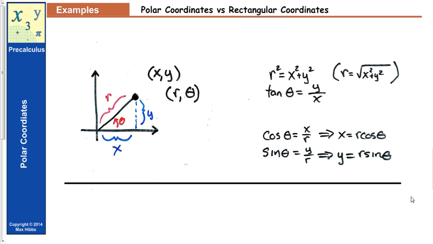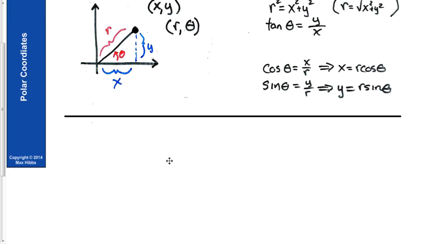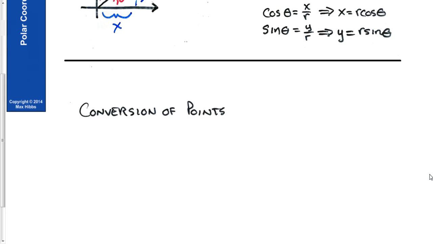So I'm kind of looking at these as two groups of equations. This group helps us take a rectangular point and convert it into a polar. These two help us take a polar point and convert it into a rectangular, which I've summarized down here. One of the things that we will want to do is convert points from one system to another.